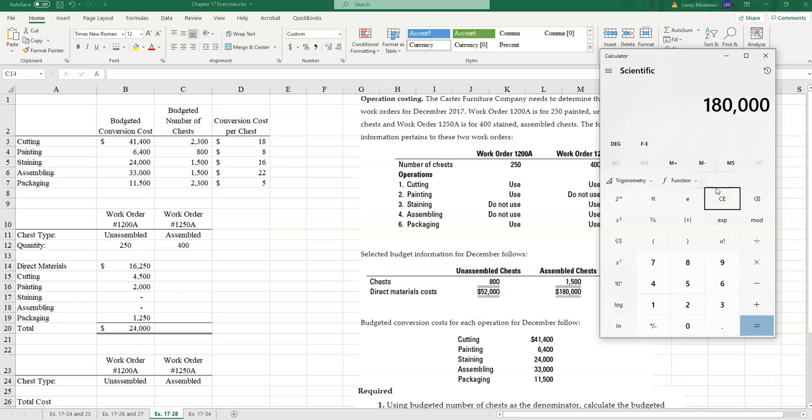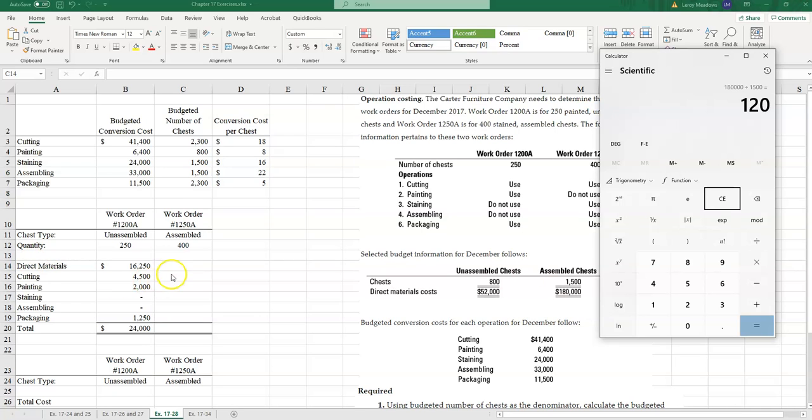180,000. And I'm going to divide that by the number of chests I am presuming to make. In the total period here, in the total month, I expect to make 1,500 chests. So I'm going to spread that out over 1,500 chests. I'm going to get a cost of $120 for the assembled chest. So each assembled chest is going to take $120 worth of direct materials.